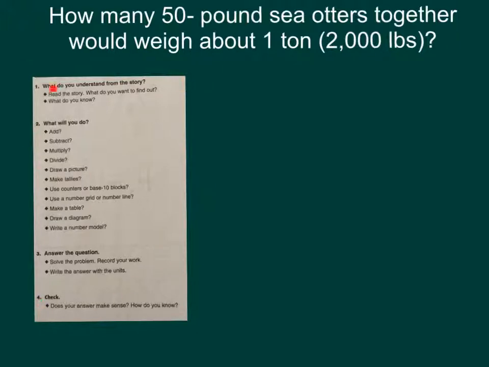Remember to follow these steps when figuring out this number story. First, ask yourselves, what do you want to find out and what do you already know? Then think about a strategy or something you can do to figure out the problem. Once that's set up, go ahead and solve the problem and make sure to use units on your answers. Finally, check the problem by asking, does it make sense? And how do you know? Do this now on your whiteboards. Pause the video now.